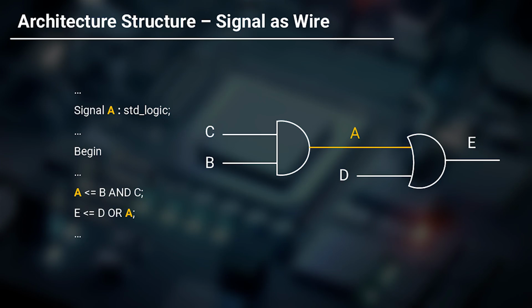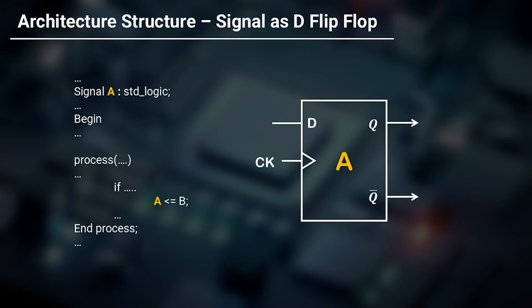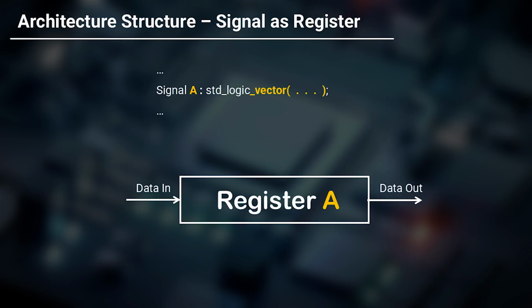In this example, the signal A is defined first and then used as a wire to connect two logic gates in the concurrent section. A signal can act as a D flip-flop as well, storing data at each rising or falling edge of the clock. As you can see in this example, a signal called A is defined in this line, and then in the concurrent statement, data B is stored in it. And if you define a signal as a vector, it can be used as a register.